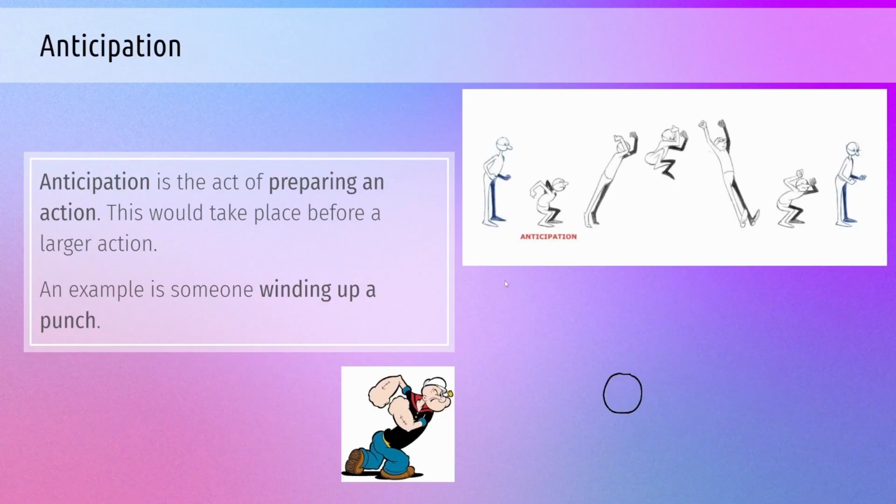Next is anticipation. Anticipation is the act of preparing an action. This would take place before a larger action. Such as a person winding up for a jump, they would crouch down and then jump. That would be the anticipation. Another example is someone winding up a punch. Like in Popeye, he'll start winding up his punch and then go for the kill. And that's kind of what you want. You want to build suspense in your animation, and that hypes up a person and makes someone excited for what's happening next in your animation. Think about Dragon Ball, something like that.